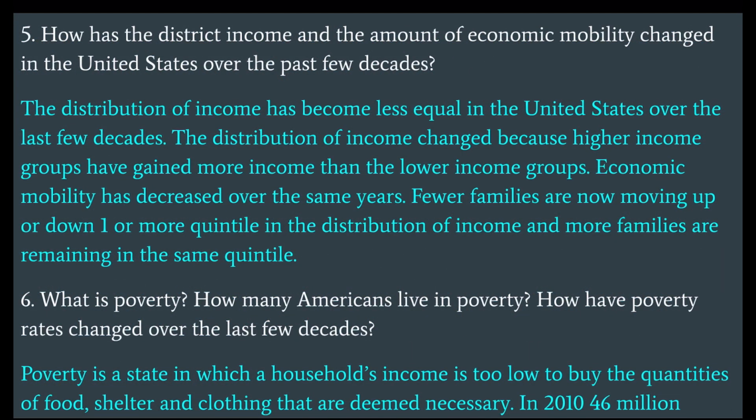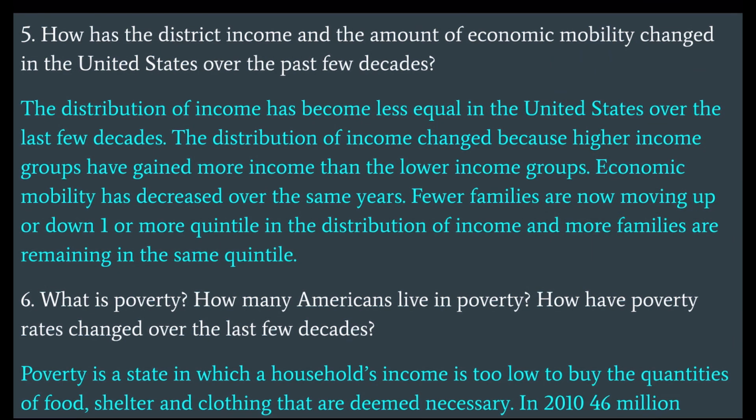How have the distribution of income and the amount of economic mobility changed in the United States over the past few decades? The distribution of income has become less equal in the United States over the last few decades. The distribution changed because higher income groups have gained more income than the lower income groups. Economic mobility has decreased over the same years. Fewer families are now moving up or down one or more quintiles in the distribution of income, and more families are remaining in the same quintile.